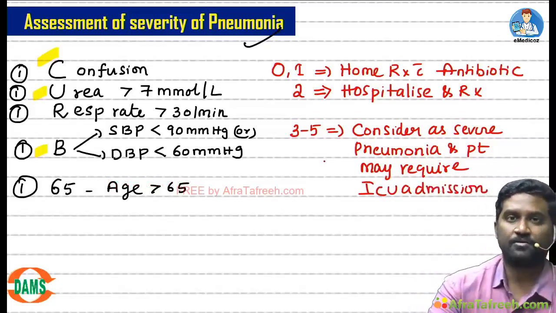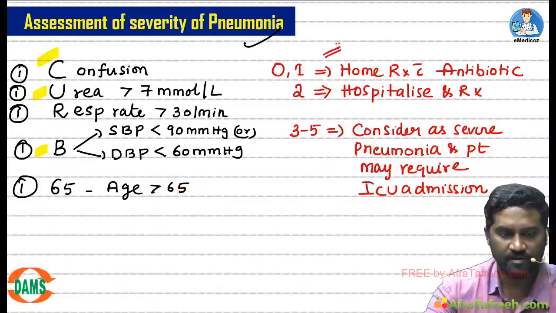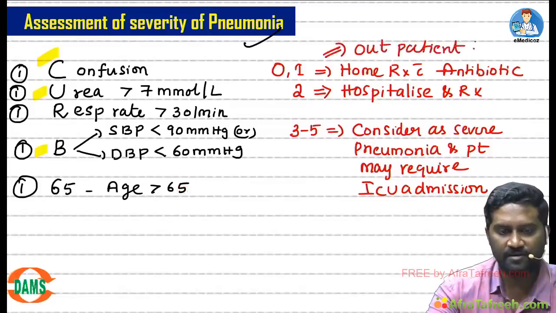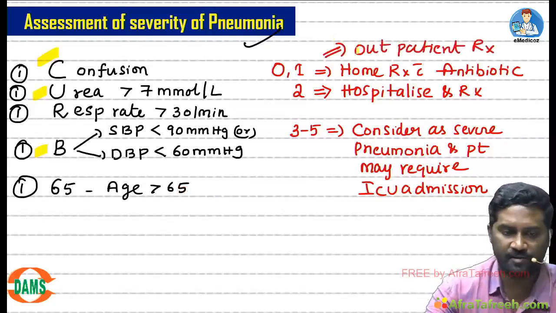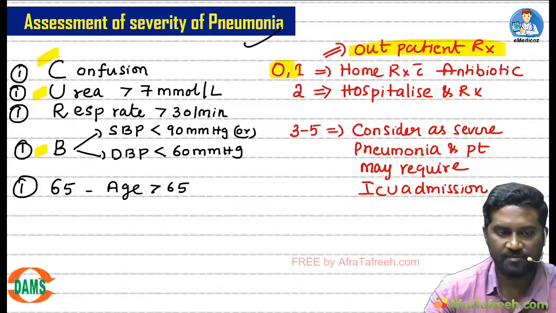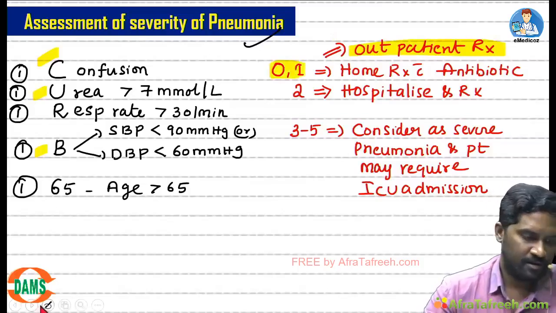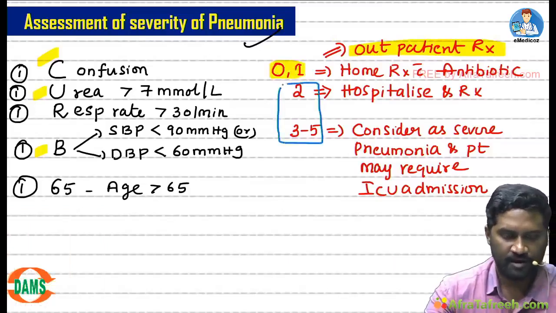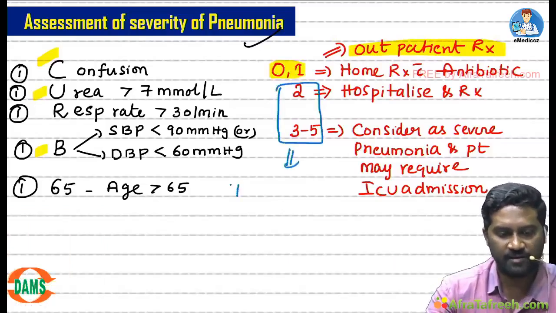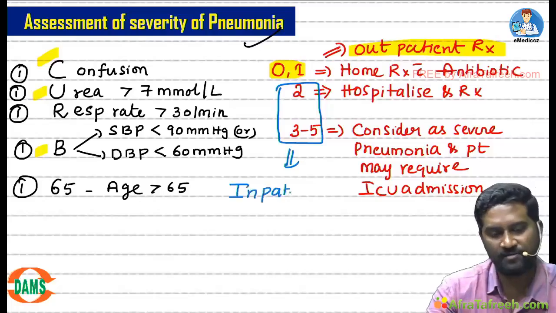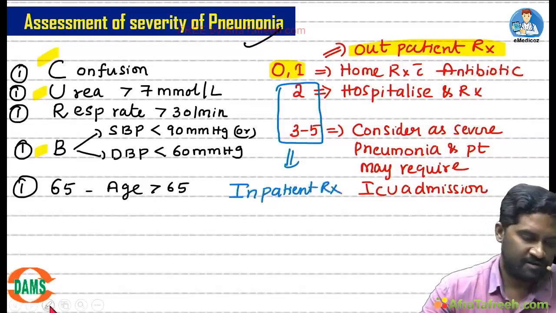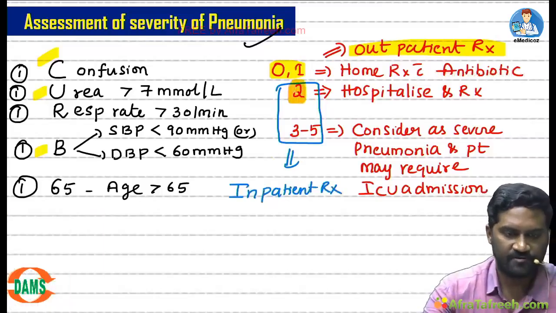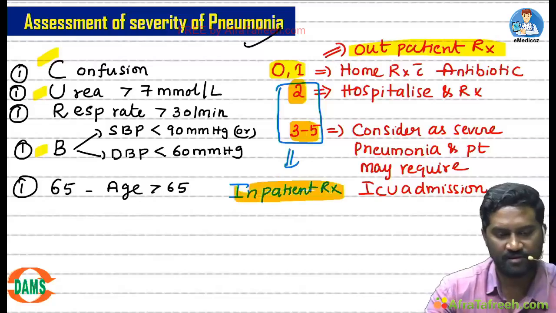Management at home is called outpatient treatment. Score 0 to 1 is called outpatient treatment, or OP treatment. If the score is less, we prefer outpatient treatment. If the score is more, we admit the patient. Admitting the patient is called IP treatment, inpatient treatment. So outpatient treatment and inpatient treatment.